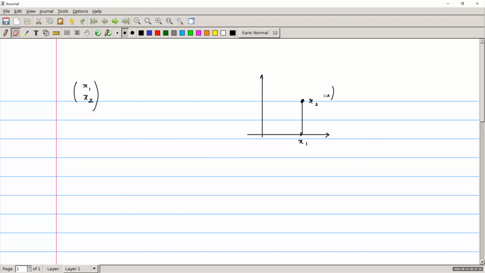We'll give this point a name so I don't have to keep writing it. The name I give it is v, and I'll always write a little bar underneath it like this. That tells us that it's not just a number, but it's a vector.